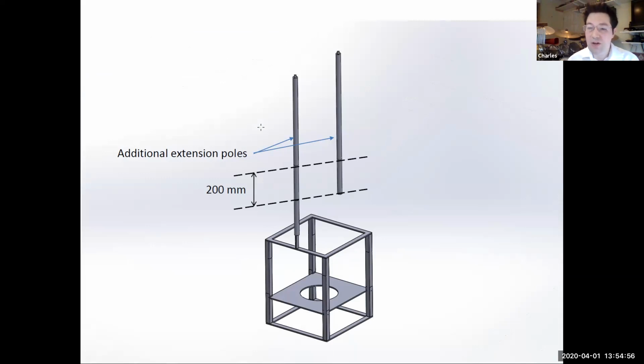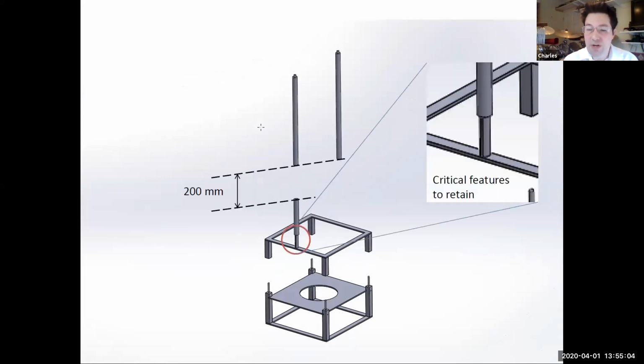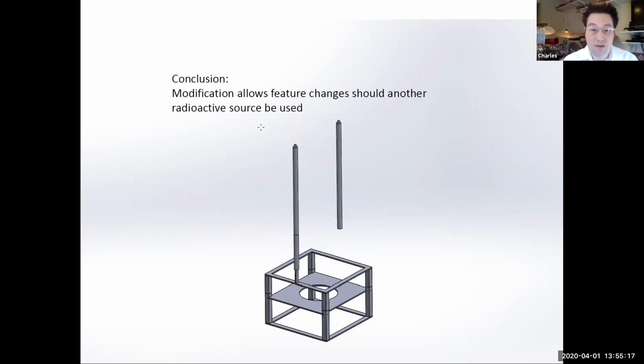Same problem: got to do a little bit of investigation. By doing the investigation, what did I learn? There were critical features that needed to be retained again. If I didn't include those features back in my design, the whole thing wouldn't slot together again. It's as simple as that. What did I come up with? A design that I could actually change later on.